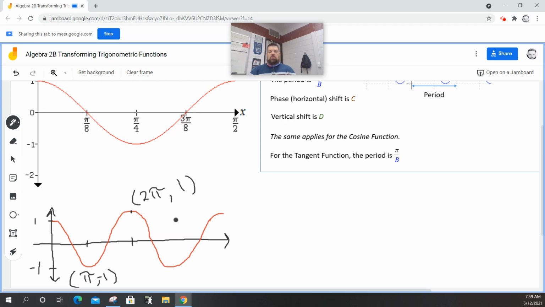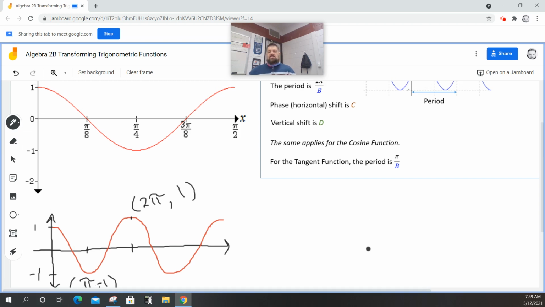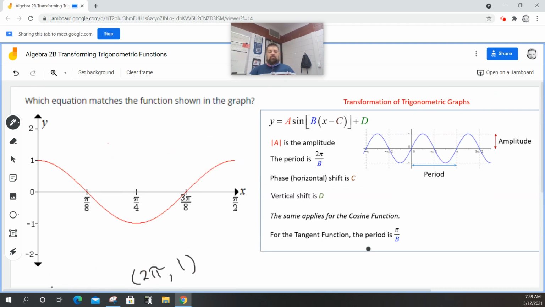Okay. So we got to look at our A, B's, and C's, right? So this A is 1 because A is the amplitude. So the distance from here to here is just 1. So I'm going to list these things. A equals 1.